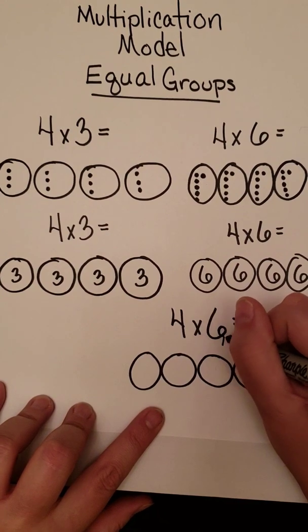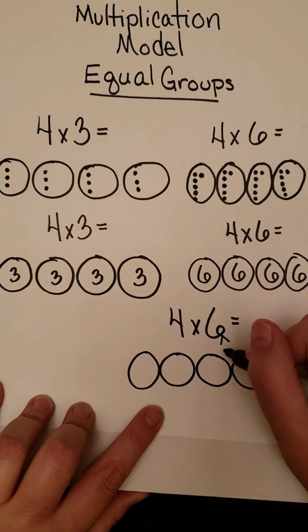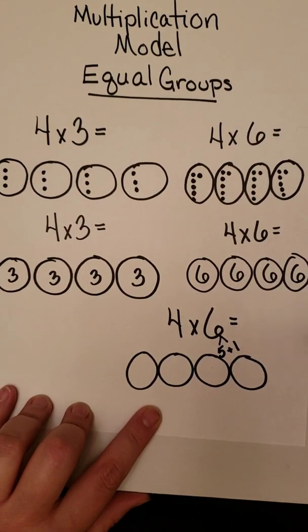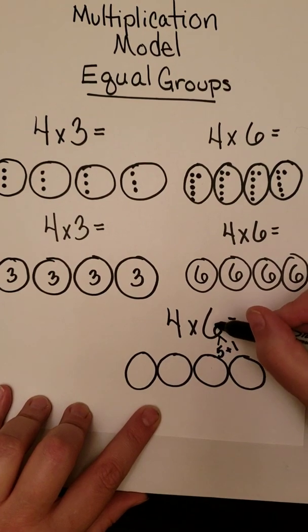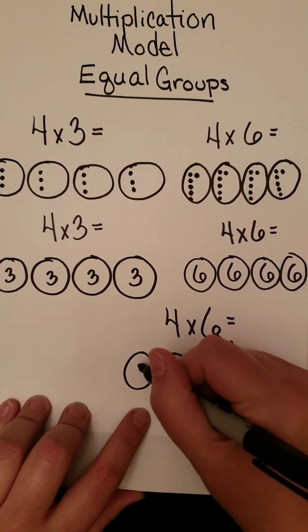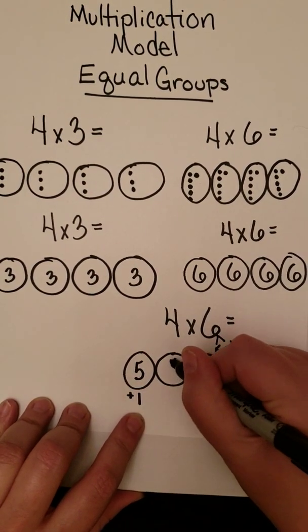apart into some numbers that are a little bit easier for me to work with. So a 6 is really the same as a 5 plus a 1. Is that right? If I have 5 plus 1, I have 6. And so I'm going to use that instead of 6. I'm going to say 5 plus 1 for each of my circles.